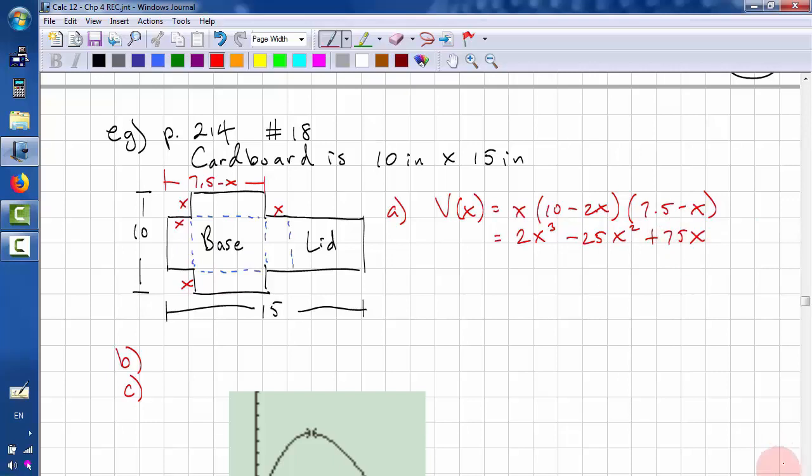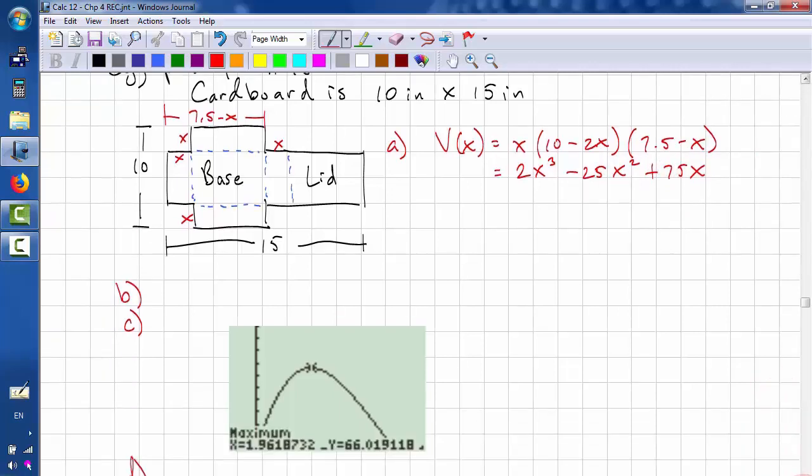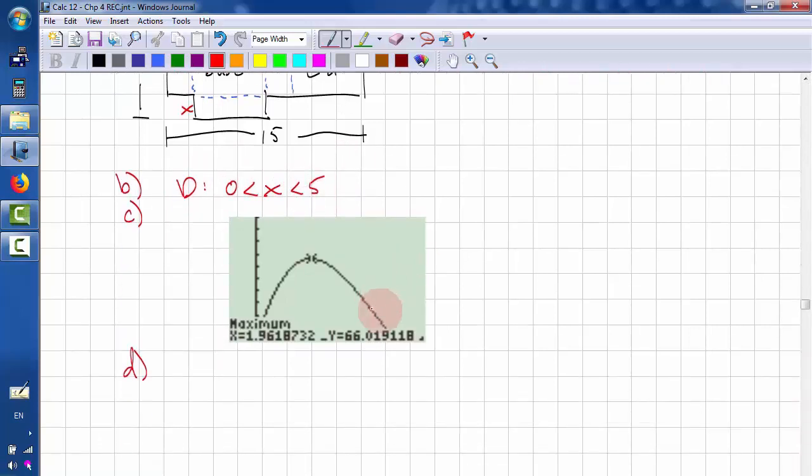Okay, part B is asking for the domain. And we can't have any of these be negative. So this is 2 times (5 minus x). So x can't be bigger than 5 here. And x can't be bigger than 7.5, but we take the most restrictive. So domain 0 to 5. Okay, part C is just asking to do it on your calculator. And we get this value, and we get this value for the volume.